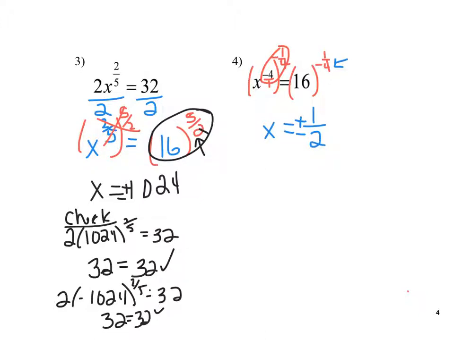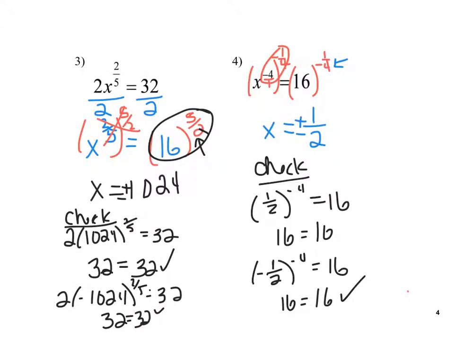So then you do the same thing here. You must check both of them. So let me just take a second and do that. All right, so here are the two checks. And we just have to plug them both in. I did this one and this one for the negative and the positive.